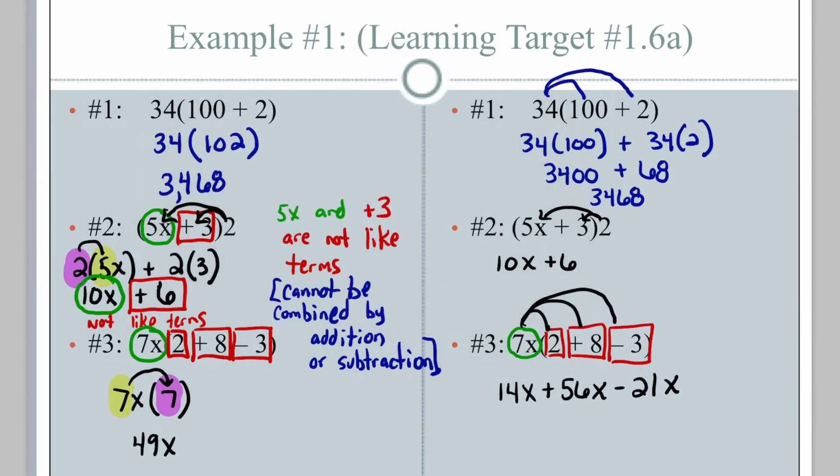Looking at this expression, I can now see that I have these as my like terms because they all have a variable x. All the variable x's are raised to the first power. They are the same variable raised to exactly the same power. Therefore, they are like terms, and I can combine them. And when I combine them as like terms, what I will say is 14 plus 56 is 70 minus 21 is 49.